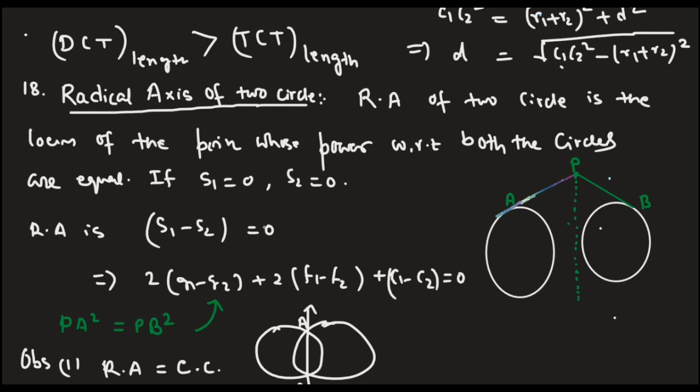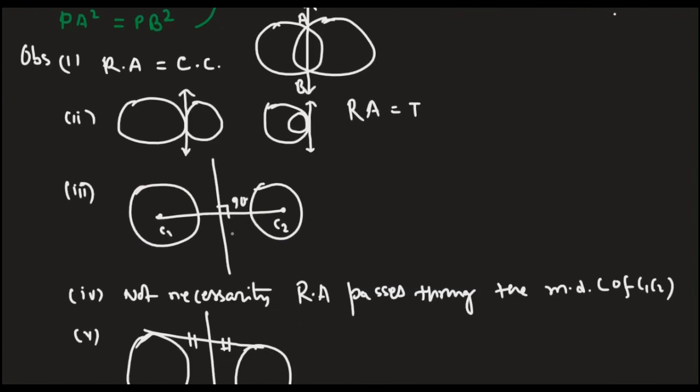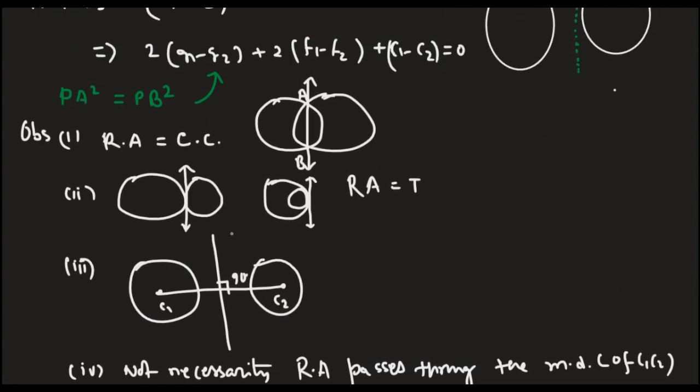Okay? So now a few observations we notice in the case of the radical axis. Number one, if the two circles are intersecting, then their common chord will be the radical axis. Number two, if the two circles touch each other externally or internally, then the radical axis will be the common tangent.